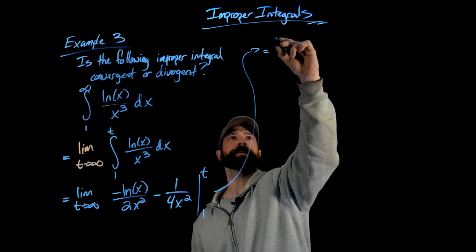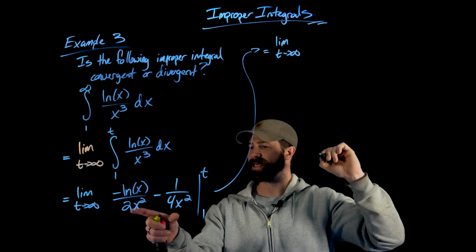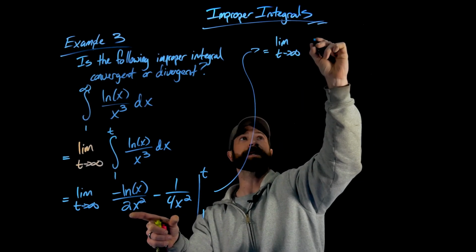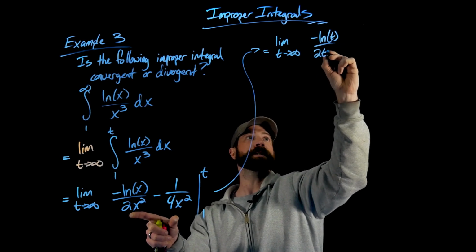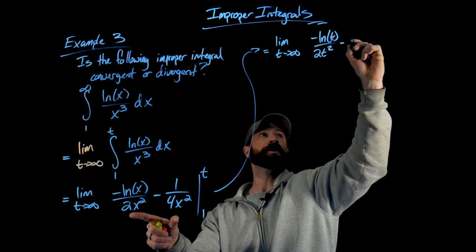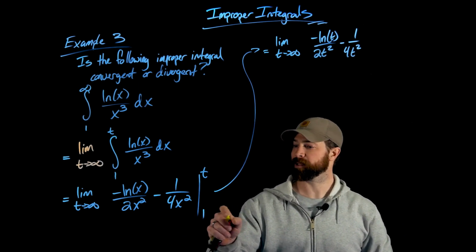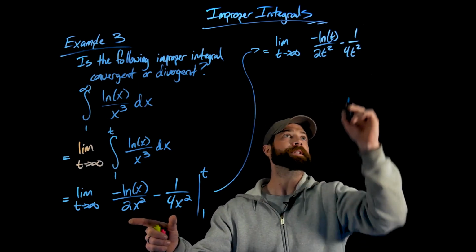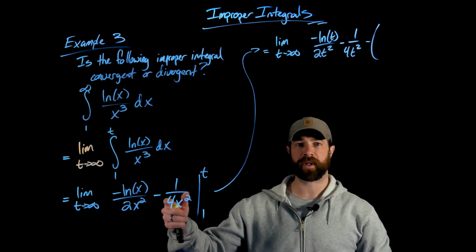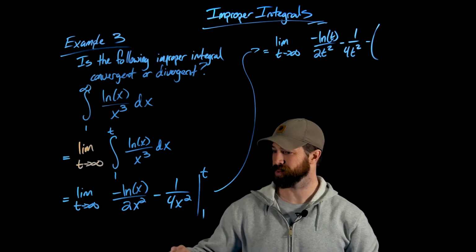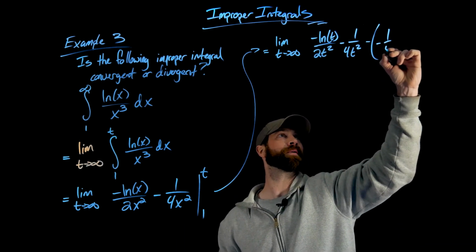So we have the limit as t goes to infinity, and I plug a t in this expression first. So this is negative natural log of t over 2t squared minus 1 over 4t squared. Okay, then I'm going to subtract what happens when I plug this in. This won't be too hard. When I plug in a 1, the natural log of 1 is 0, so that term just goes away. And when I plug in a 1 here, I'm just going to get a minus 1/4.